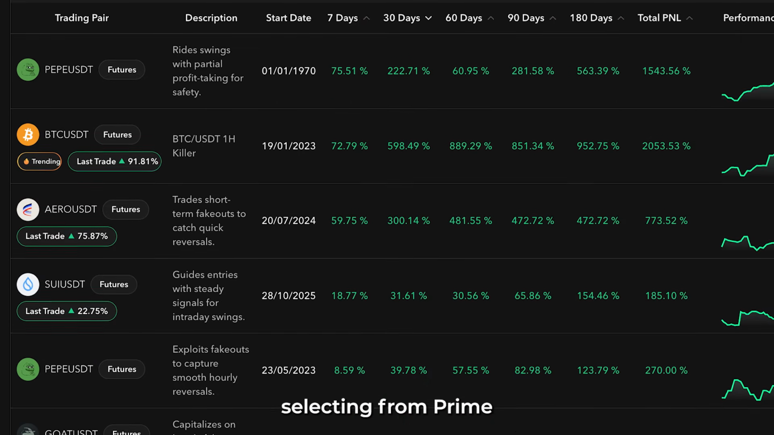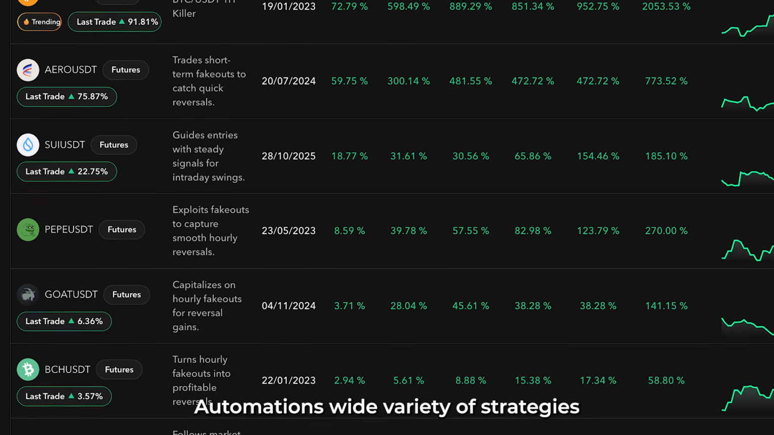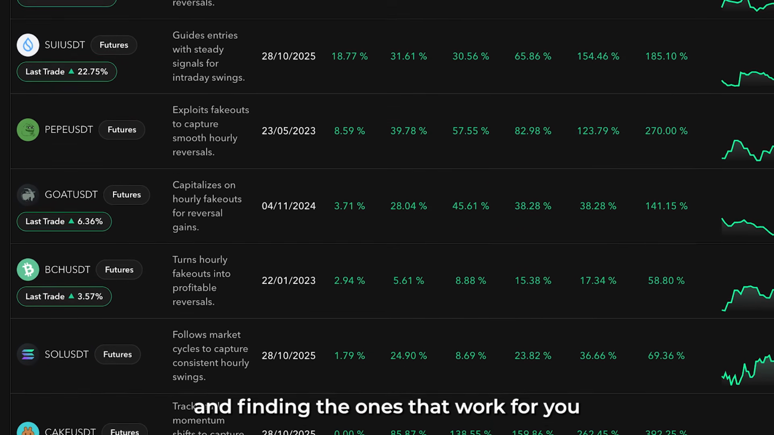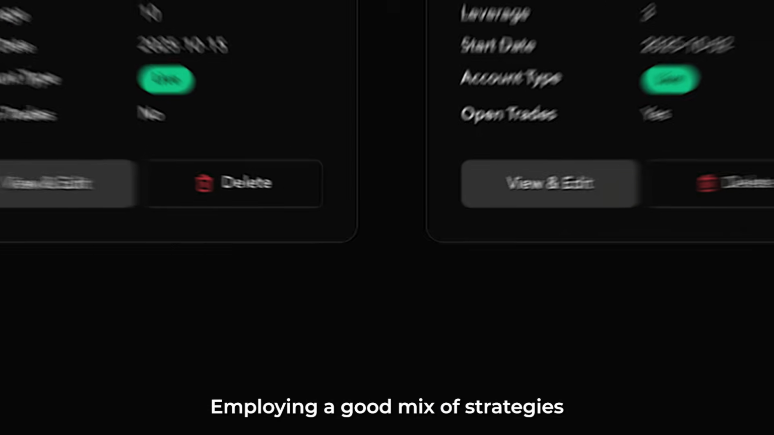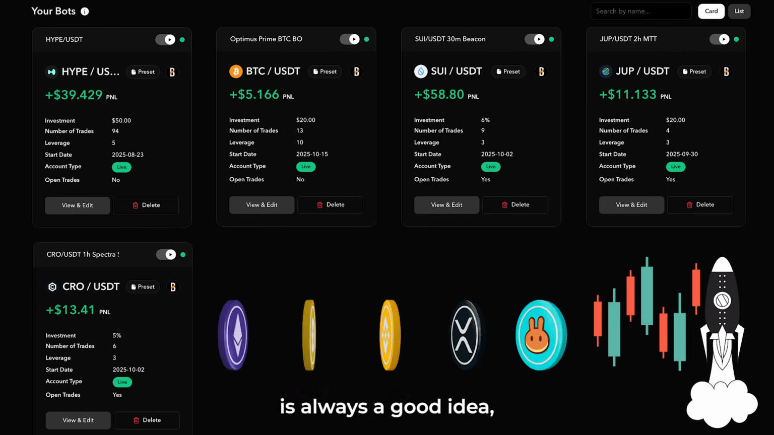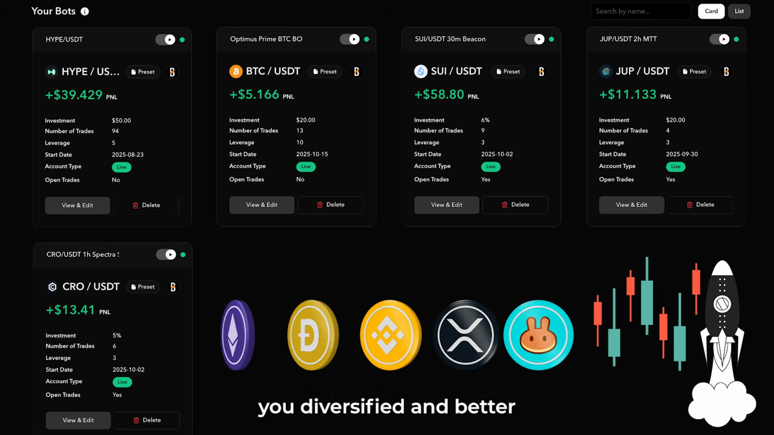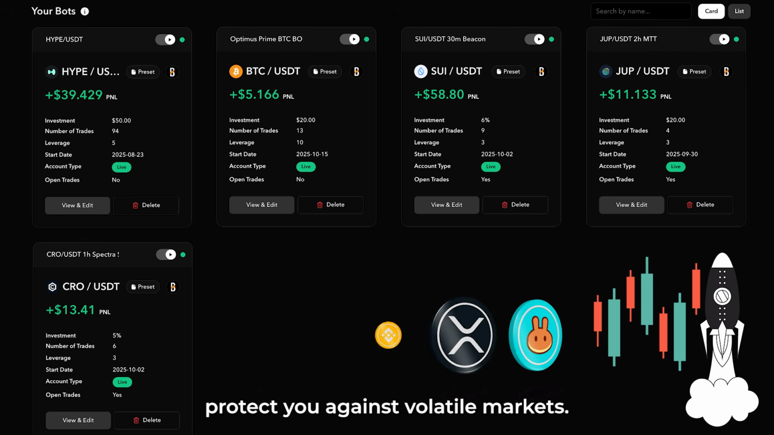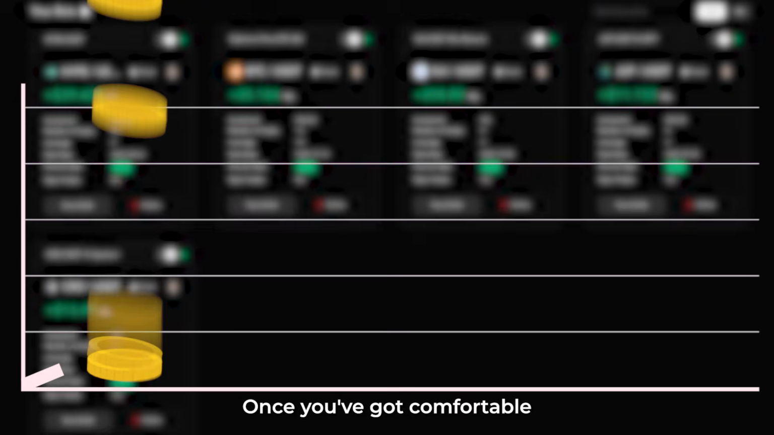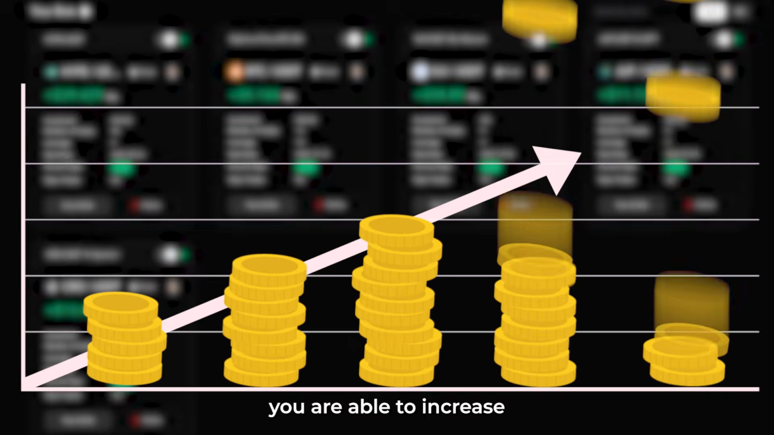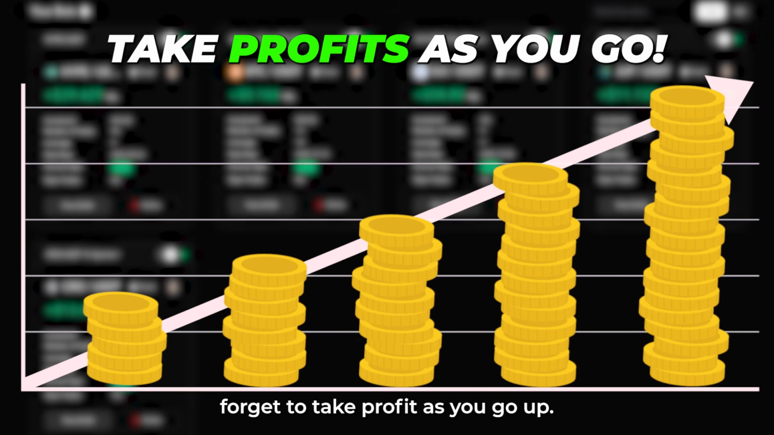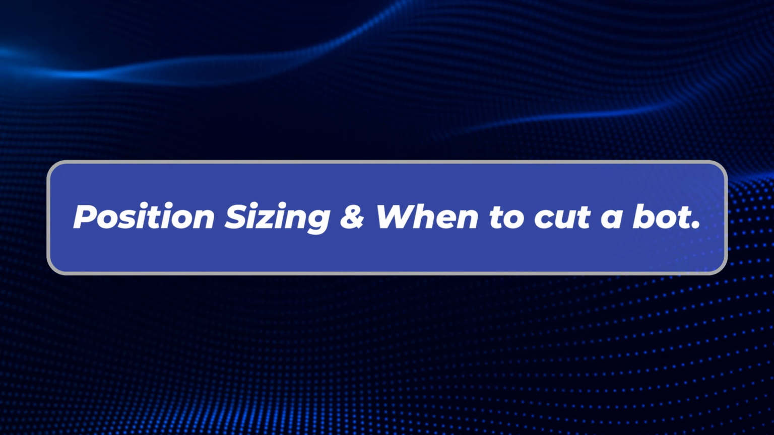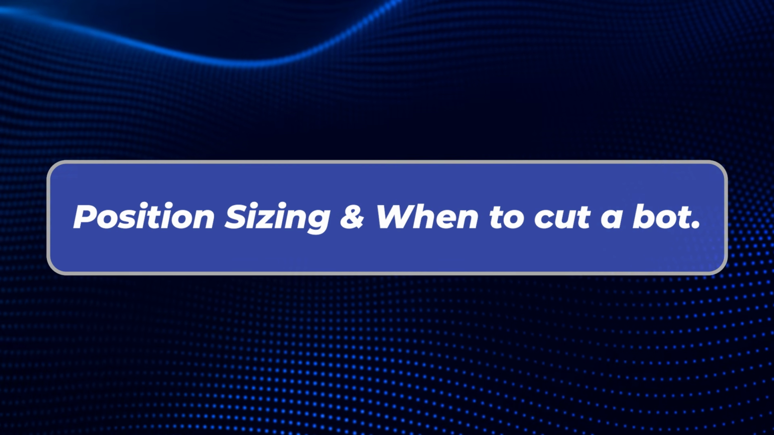At the end of the day, selecting from PrimeAutomation's wide variety of strategies and finding the ones that work for you offers an all-in-one automatic trading solution. Employing a good mix of strategies is always a good idea as it keeps you diversified and better protects you against volatile markets. Once you've got comfortable with your setup, you are able to increase position sizes as needed, and of course, don't forget to take profit as you go. Up next in this series is position sizing and how to know when to cut a bot.